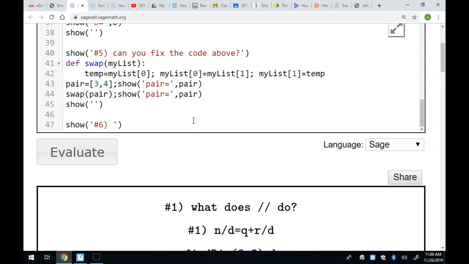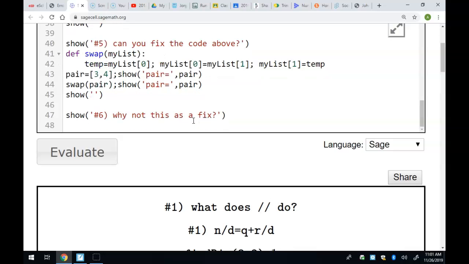All right, what's number 6 say? Why not do it this way? All right, then they said, why not do this? Why not this as a fix? So they actually give us this code. And let's see why this is not actually what we want.